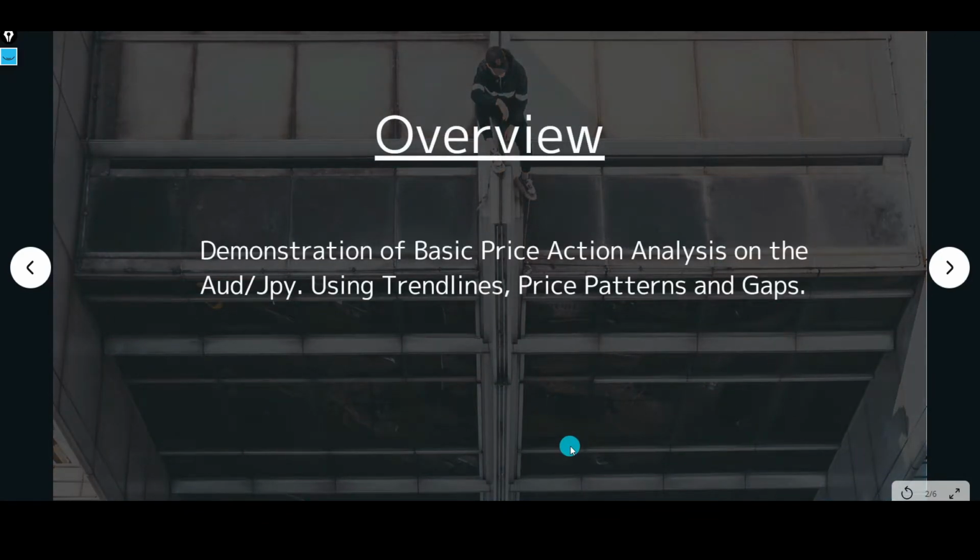Okay, here's a lesson overview. We're going to be doing a demonstration of basic price action analysis on the Aussie JPY pair. And we'll be using what we learned up until now, using trend lines, price patterns, and gaps to apply basic price action analysis.